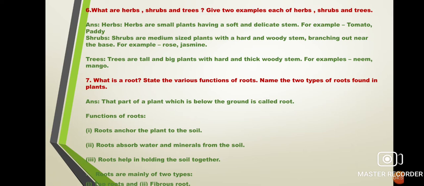And trees are tall and big sized plants with hard and thick woody stems from which wood or timber can be obtained. Examples: neem, mango, banyan.